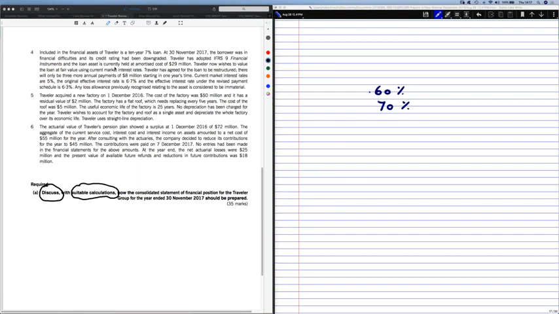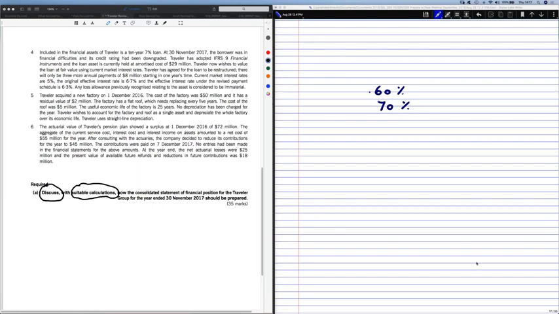Traveller now wishes to value the loan at fair value using current market interest rates. Traveller has agreed for the loan to be restructured. There will only be 3 more annual payments of $8 million starting in 1 year's time. Current market interest rates are 5%. The original effective interest rate is 6.7% and the effective interest rate under the revised payment schedule is 6.3%. Any loss allowance previously recognised relating to the asset is considered to be material.